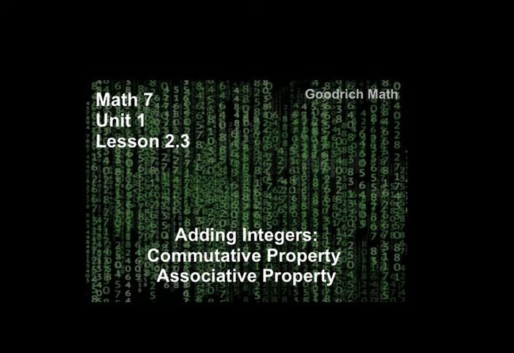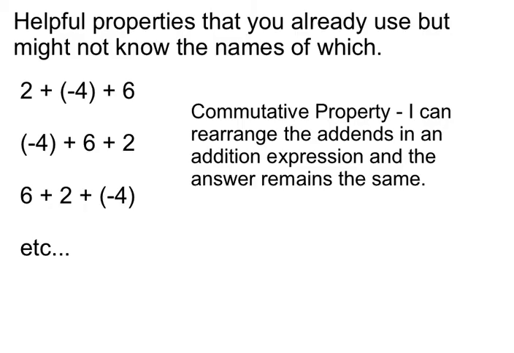Lesson 2, Part 3, Adding Integers, the Commutative and Associative Properties. First, the commutative property. The commutative property says I can rearrange the addends, the terms, in an addition expression, and the answer remains the same.